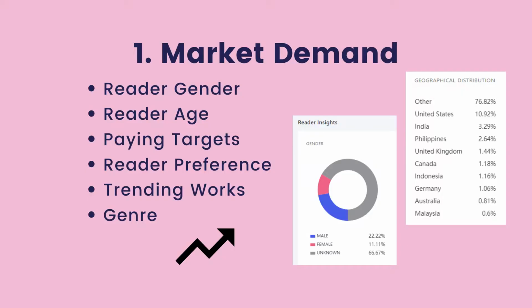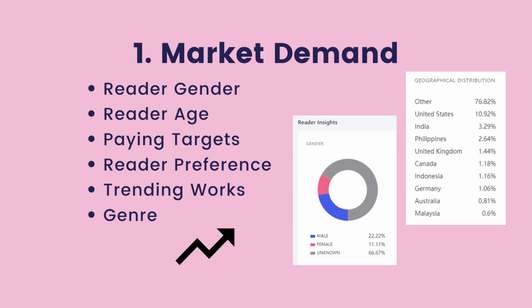So in market demand, I touched this briefly last video on how to design book covers based on the people who are reading it. For example, the people you should be targeting your novel at can be anything that has your reader's gender, your reader's age, your paying targets, and reader preferences. What kind of genre is it gonna be? Trending works. Look at the rankings. So some of these things can happen.